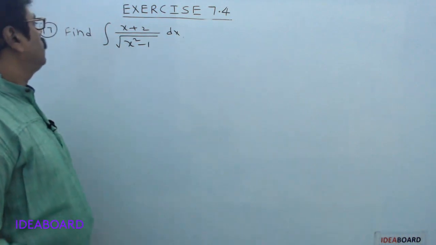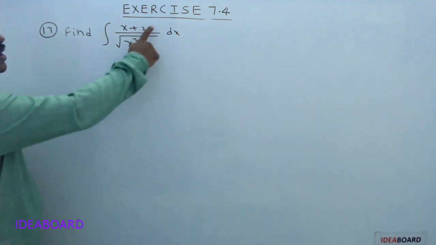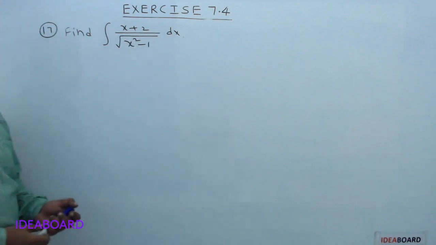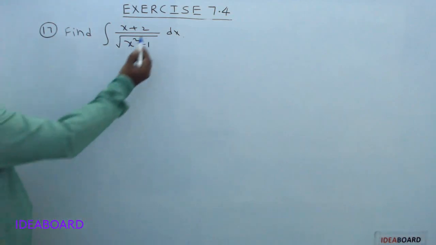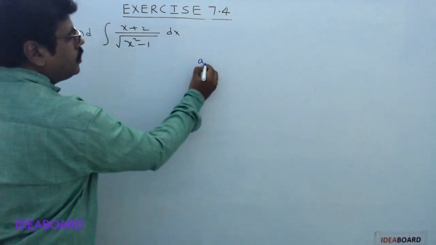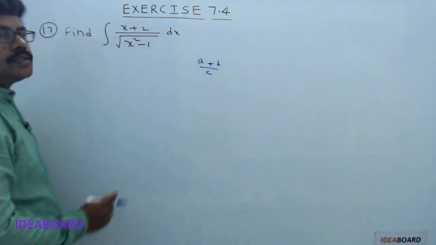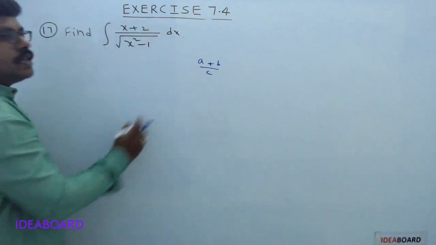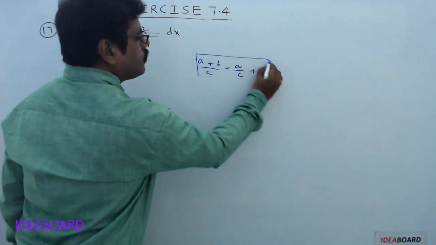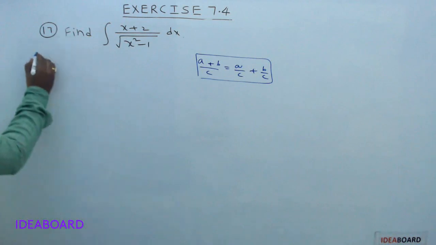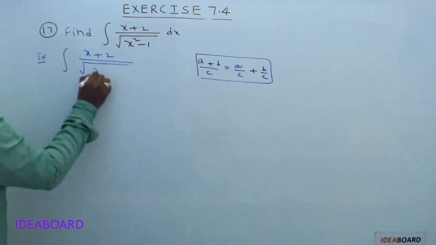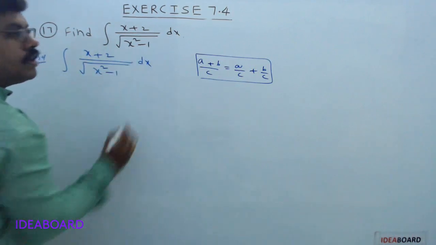Now come to the next question. Find the integral of (x + 2) divided by the square root of (x² − 1) dx. If you observe the integrand, (x + 2) divided by root of (x² − 1), it is of the form (a + b) divided by c, which can be written as a by c plus b by c. First note down the given question: integral of (x + 2) divided by the square root of (x² − 1) dx.